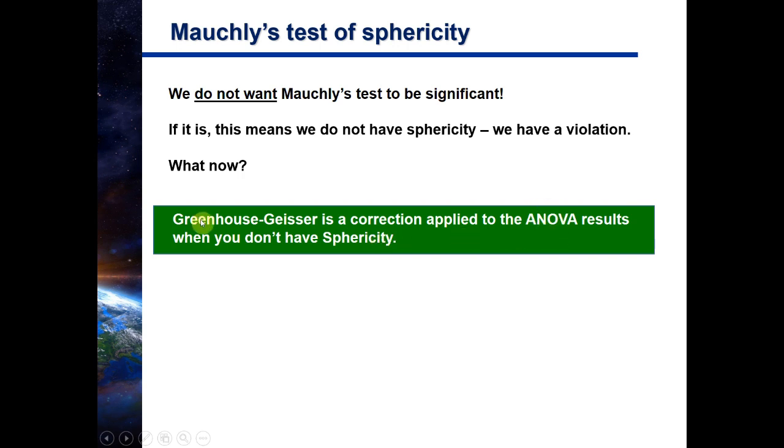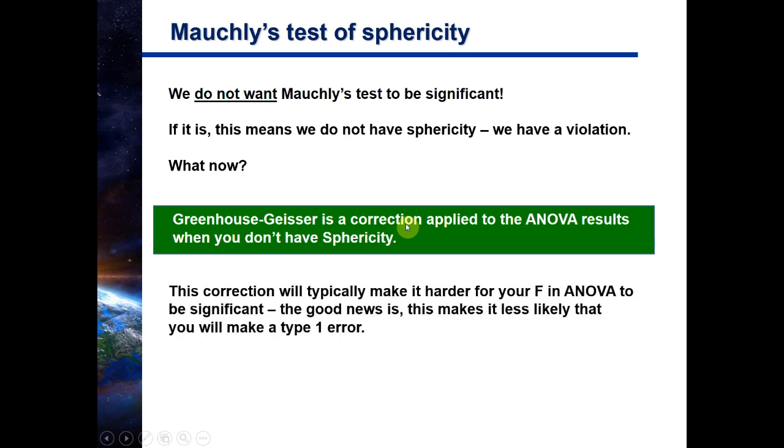So you're never going to see GG done when you have a one-way independent ANOVA. Because remember, the assumptions for a one-way independent ANOVA are the core plus HOV. The assumptions for the repeated ANOVA are the core plus sphericity. And Greenhouse Geisser is the correction when you don't have sphericity. So you're only going to see this if you're running a one-way or a two-way or a three-way, but it has to be a repeated ANOVA.